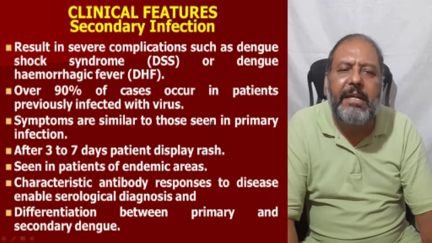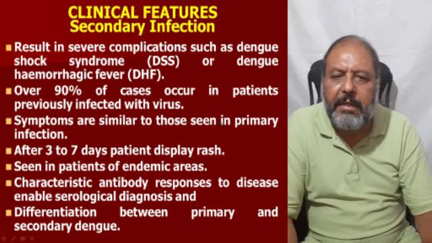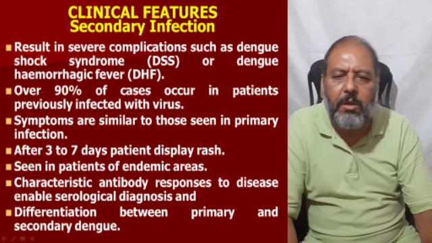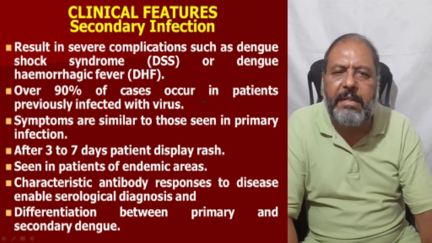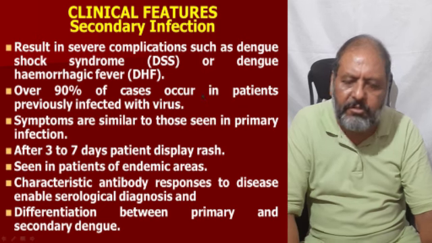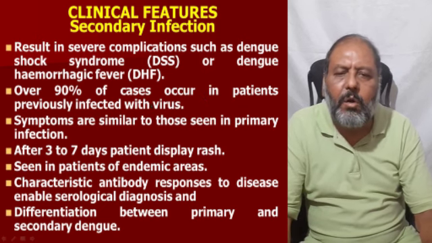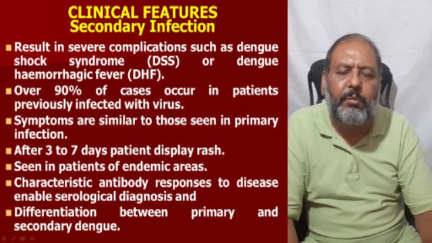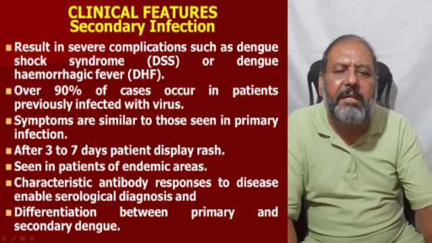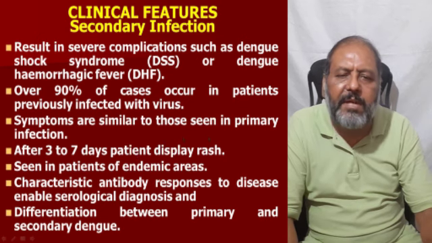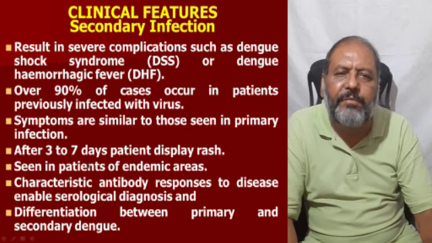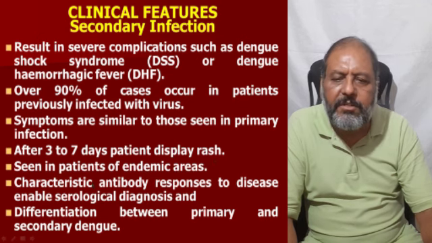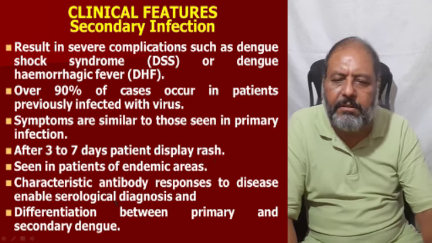Now, the dengue fever secondary infection. It results in severe complications such as dengue shock syndrome or dengue hemorrhagic fever. Dengue hemorrhagic fever leads to dengue shock syndrome, which is very fatal. Over 90% of the cases occur in patients previously infected with the virus, and so that is called secondary infection. Symptoms are similar to those seen in the primary infection. After 3 to 7 days, patients display rash, seen in the patients of the endemic areas.